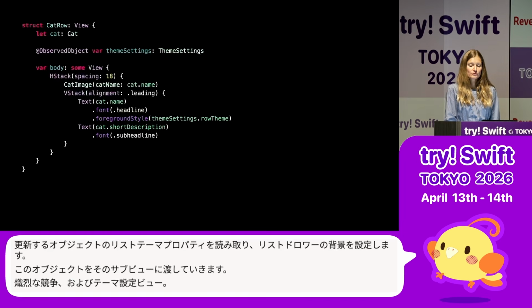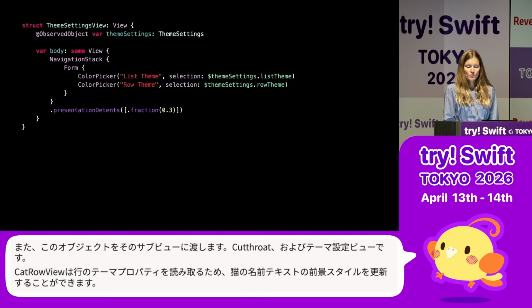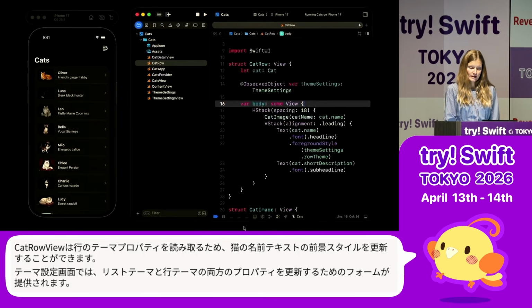The cat row view reads the row theme property so it can update the foreground style of the cat name text. The theme settings view provides a form for updating both the list theme and the row theme property. Let's run the sample app and see how views react to theme changes.